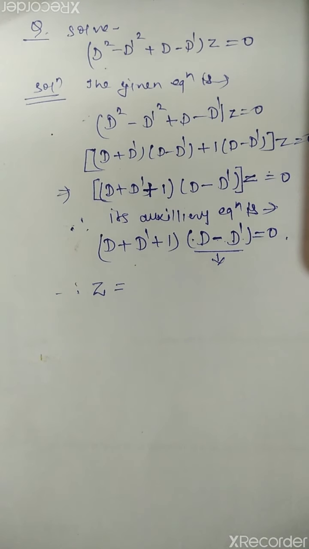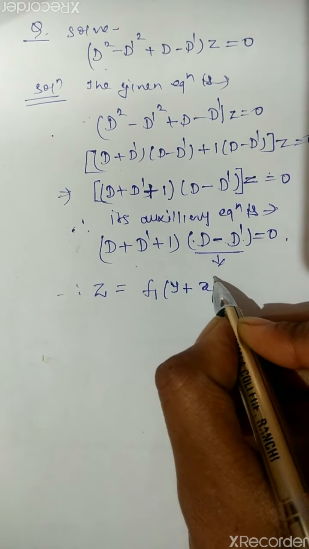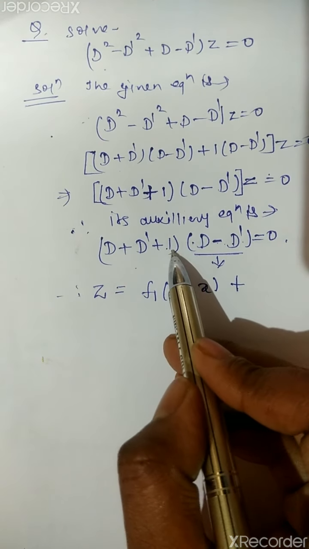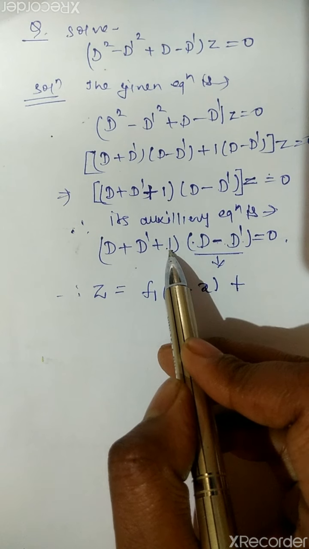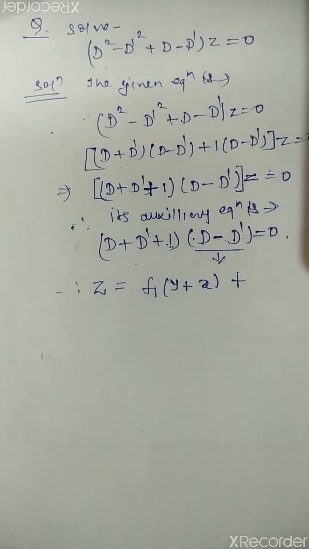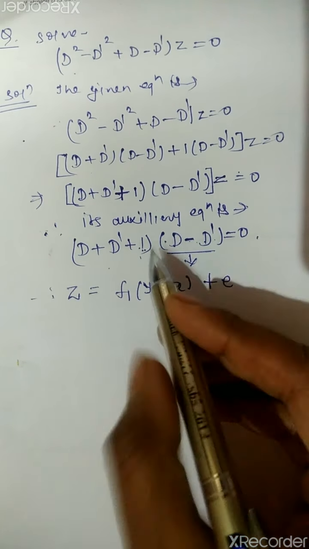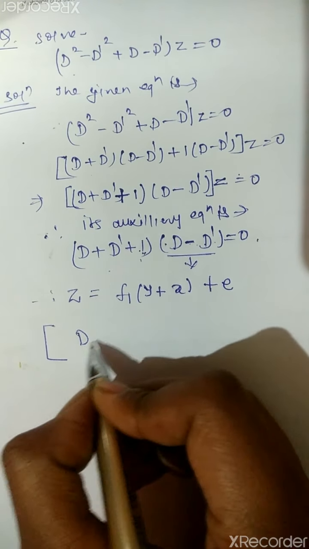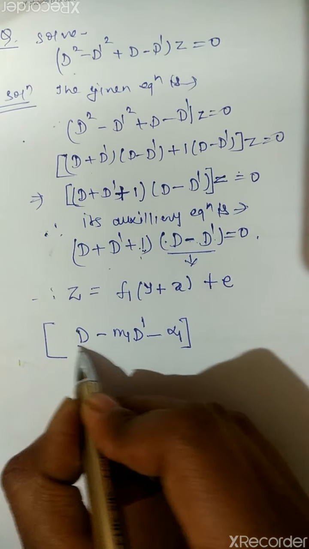d minus d dash. No. So what we write here is f1 y plus x. Okay. And then plus. Now here you see, here it is plus 1. Okay. So plus 1. So what we are getting here is minus 1. After replacement, so we write f1 y plus x, and then for the second function, this one, so we will write it like this, e to the power, here it is plus 1. But when we have discussed the case, what we see is d minus m1 d dash and then minus alpha 1. So this is the standard form.